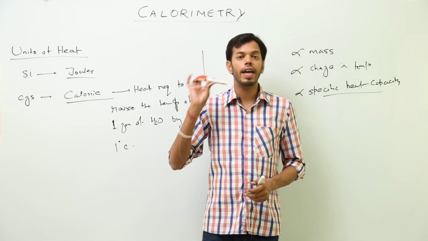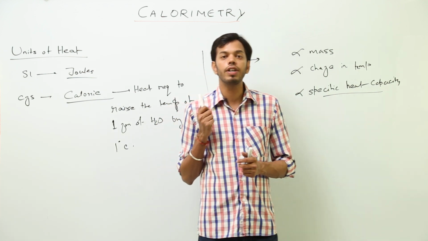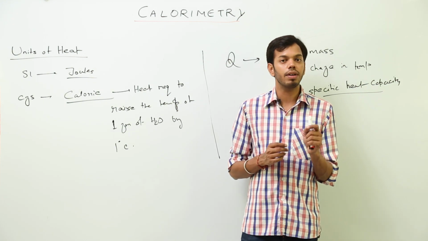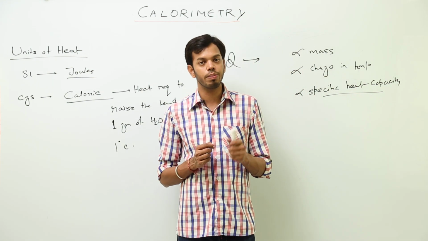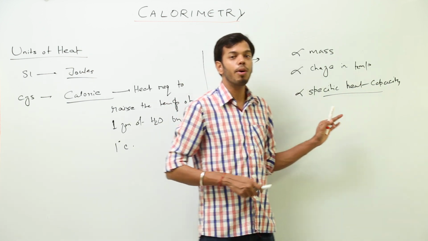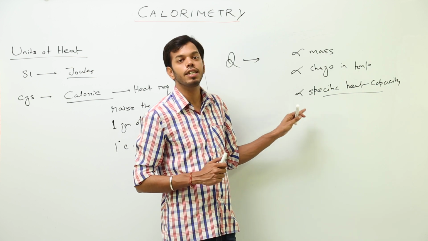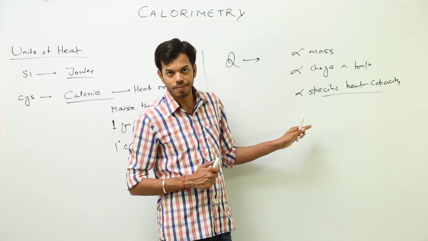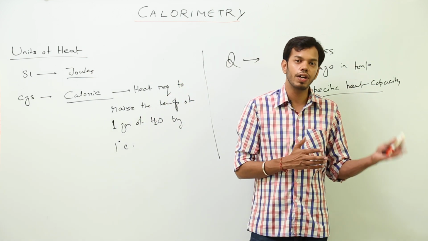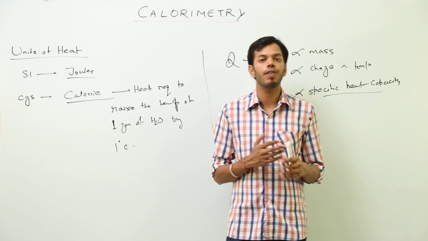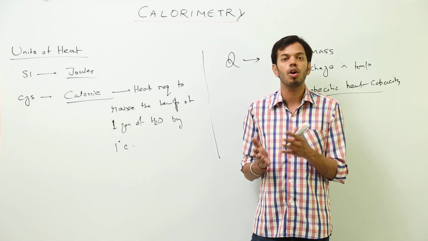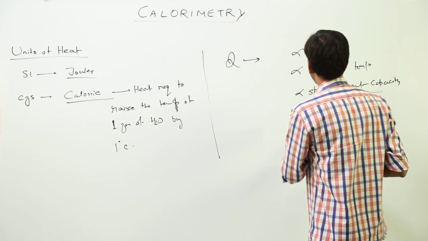Specific heat capacity of any substance is equal to the amount of heat required to change its temperature by 1 degree Celsius. I would repeat, I have missed a point which is called unit mass. So specific heat capacity, you can write it down now, is the amount of heat required to change the temperature of unit mass of a substance by unit degree Celsius. That means you take a substance of 1 gram or 1 kg and change its temperature by 1 degree Celsius or 1 Kelvin, they are the same thing. Then the heat required or heat absorbed will be called specific heat capacity.